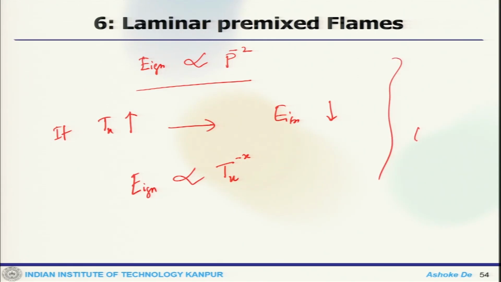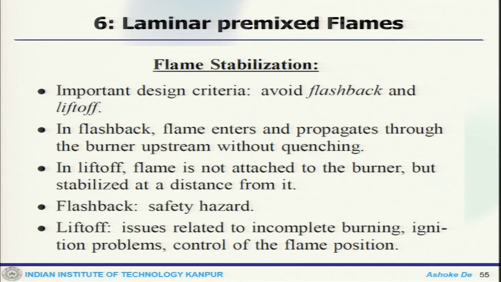So, this is my equation number 6.48. That is how it depends on pressure and temperature. Now, this is how one can do a simplified analysis for ignition energy and get that. Now, we will move to the last important point of premixed flame, which is flame stabilization.